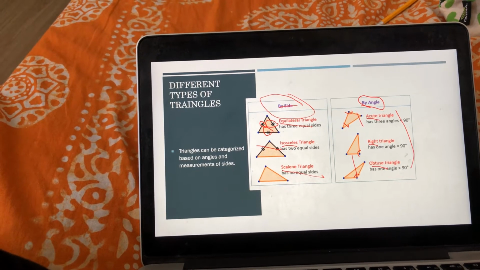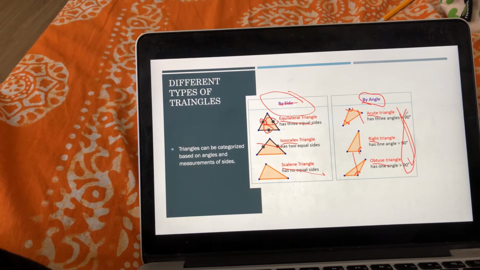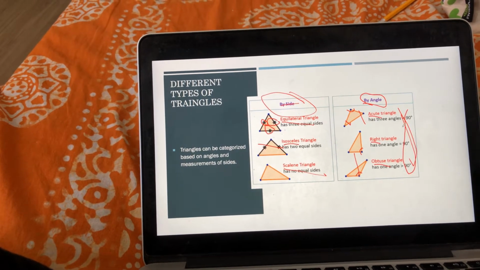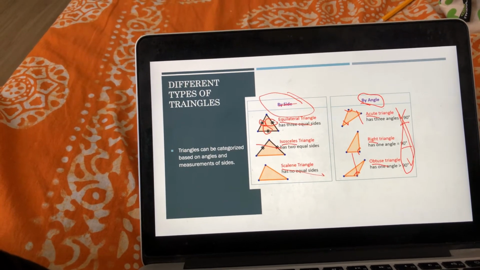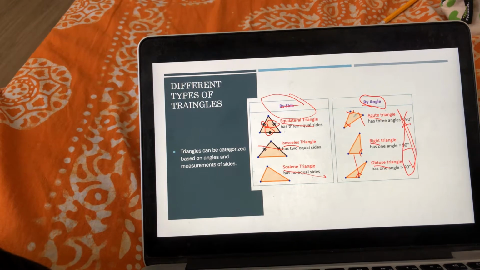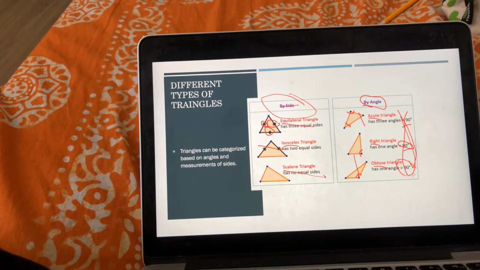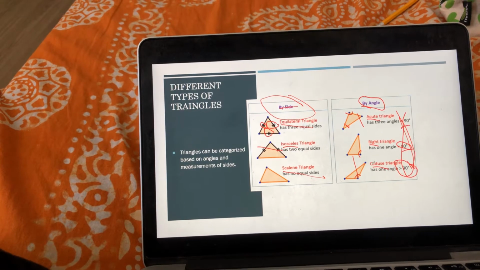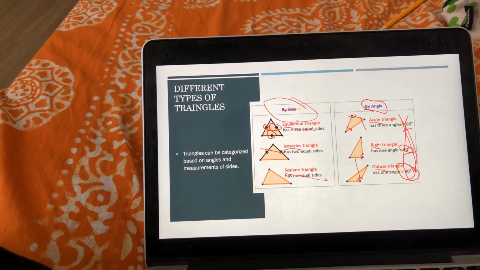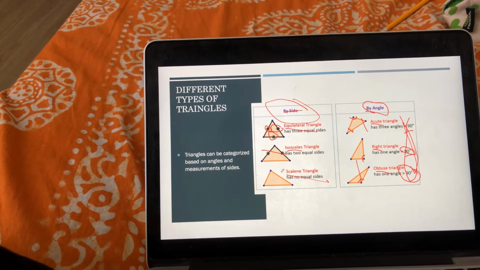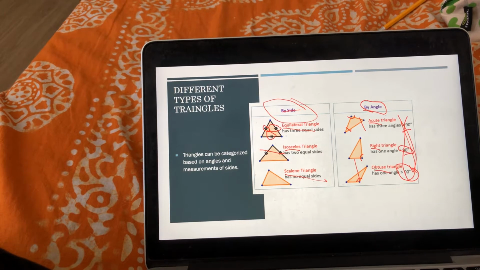So based on what are angles classified? On 90°. If all the angles are less than 90°, then it's called an acute triangle. If one of them is 90°, it's called a right triangle. If one of them is more than 90°, it's called an obtuse triangle. So based on sides, we have equilateral, isosceles, scalene. Based on angles, we have acute, right and obtuse.